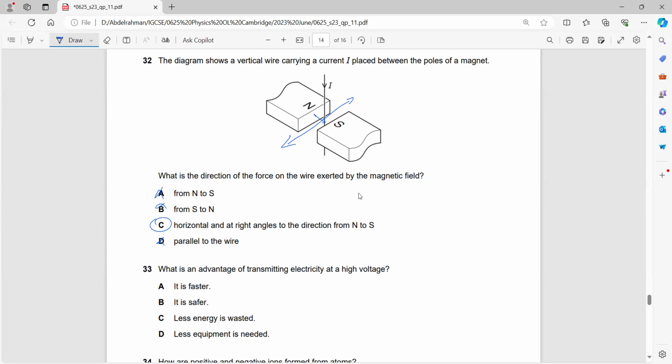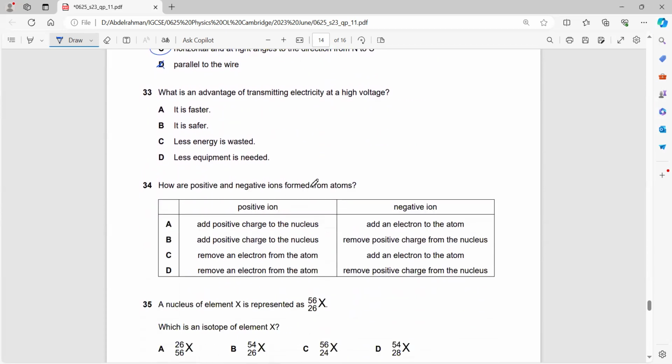What is an advantage of transmitting electricity at high voltages? Faster, safer? No. Less energy is wasted. And that's it.